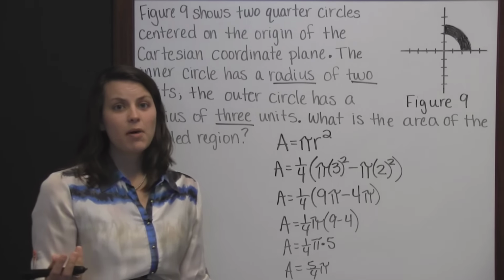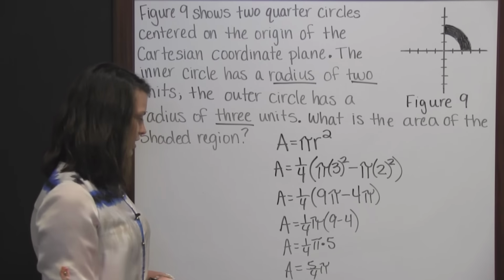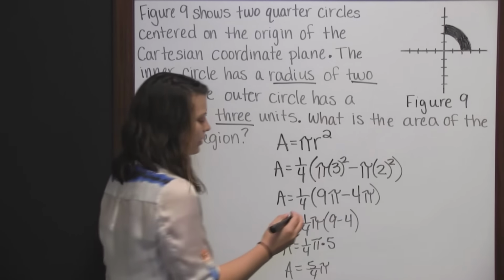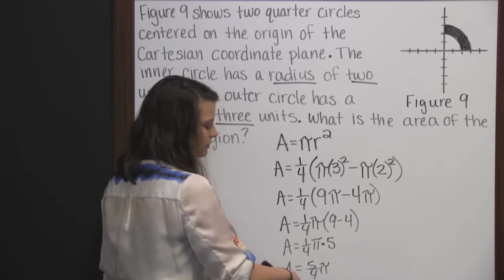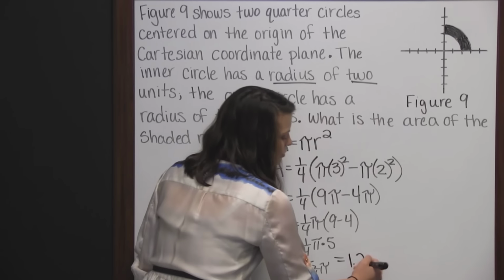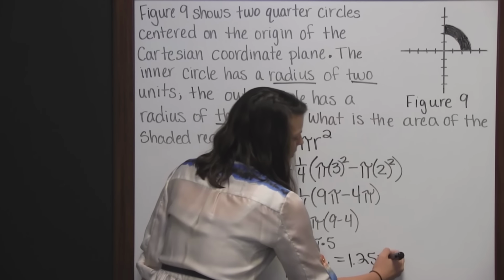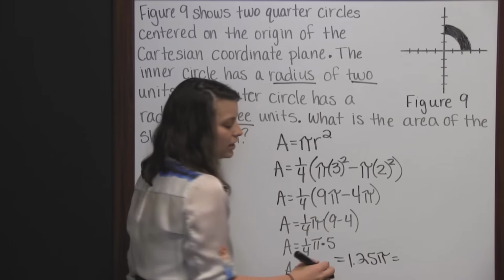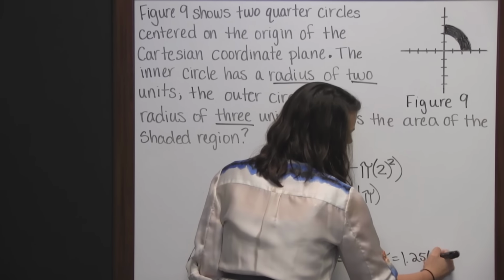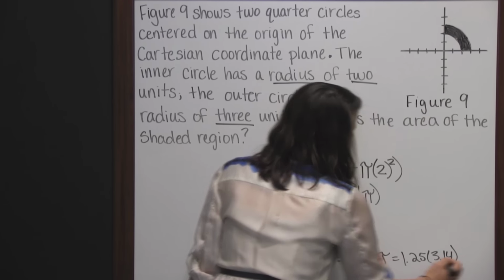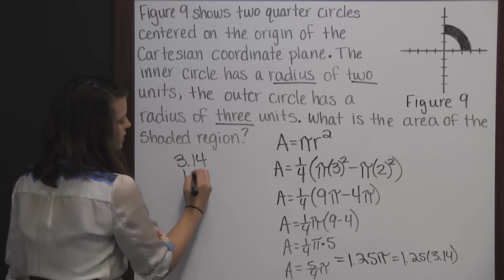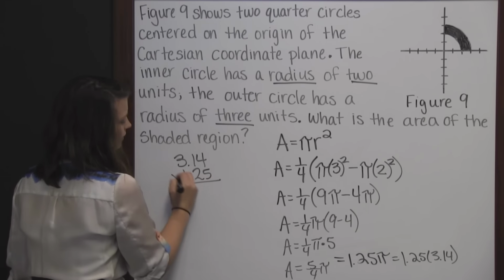But of course, if you're needing to bubble this in on an answer sheet, then you don't have the option of bubbling pi. So we're going to have to multiply 5/4 times pi. And 5/4 is 1.25, and for pi, we'll just use 3.14. So we're doing 1.25 times 3.14. And that I'm going to do over here.